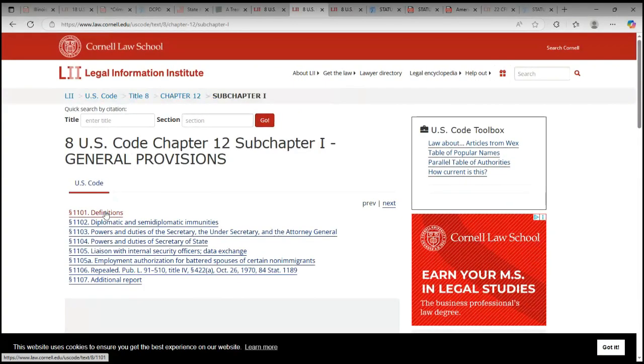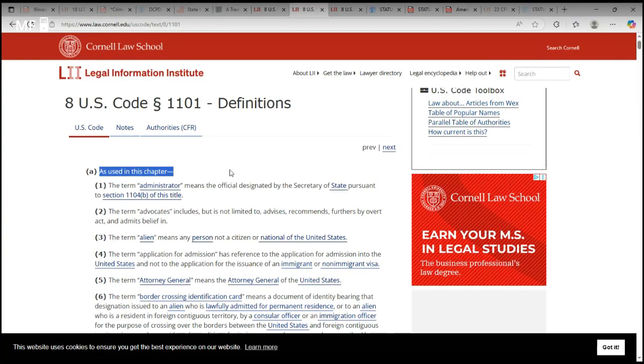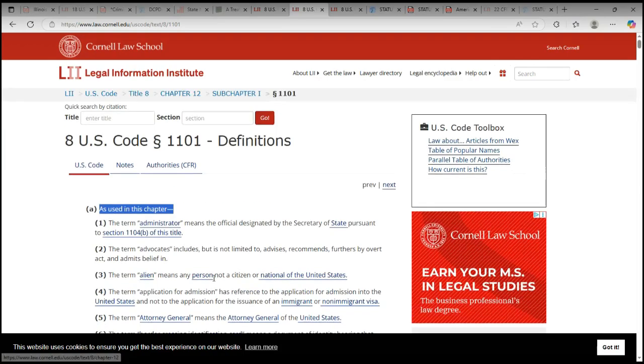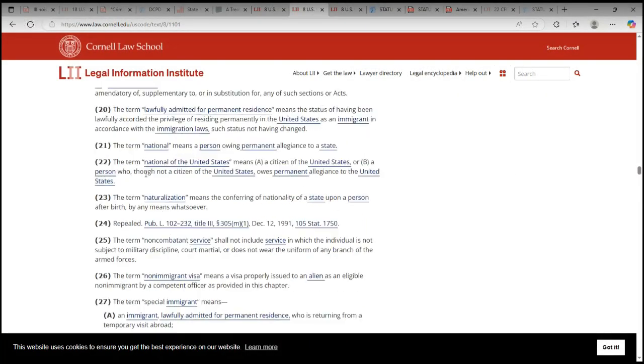So this applies to Chapter 12. As you can see, "as used in this chapter" — they don't say title, they say chapter. That means Chapter 12. We scroll down to number 22. It says, the term national of the United States means one, a citizen of the United States. That's one. They give you a term, but they don't give you a definition. Or B, a person who, though not a citizen of the United States, owes permanent allegiance to the United States. Okay. They did not give you a term. Instead, they gave you a definition.